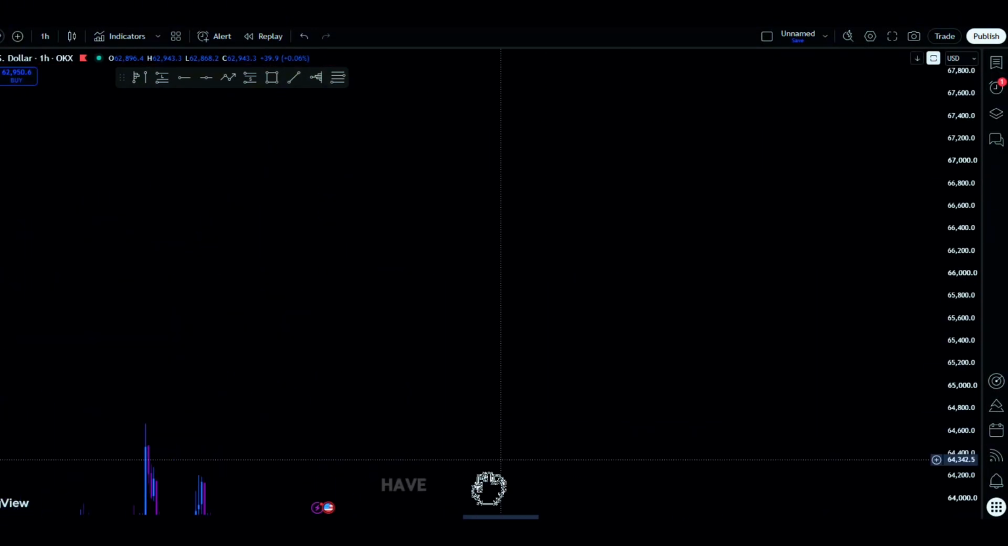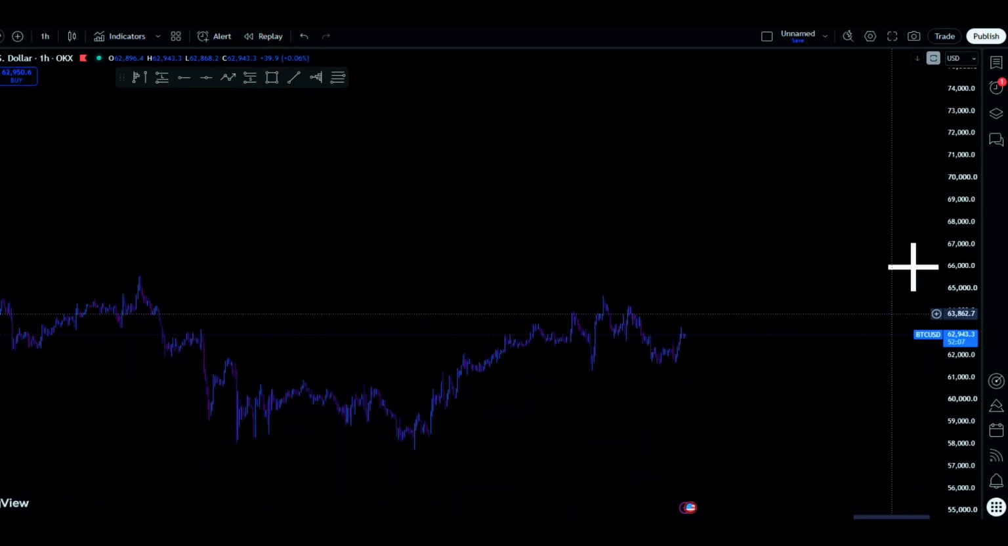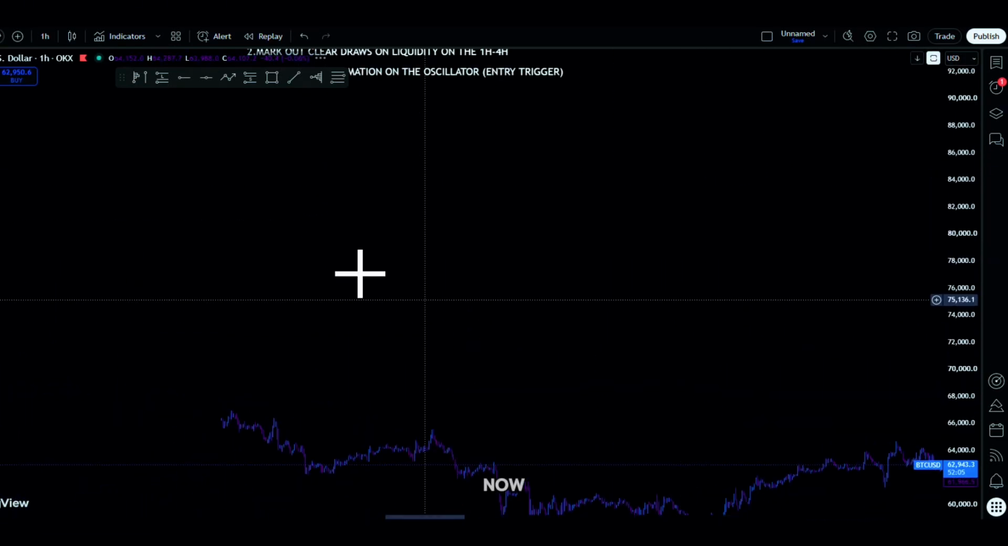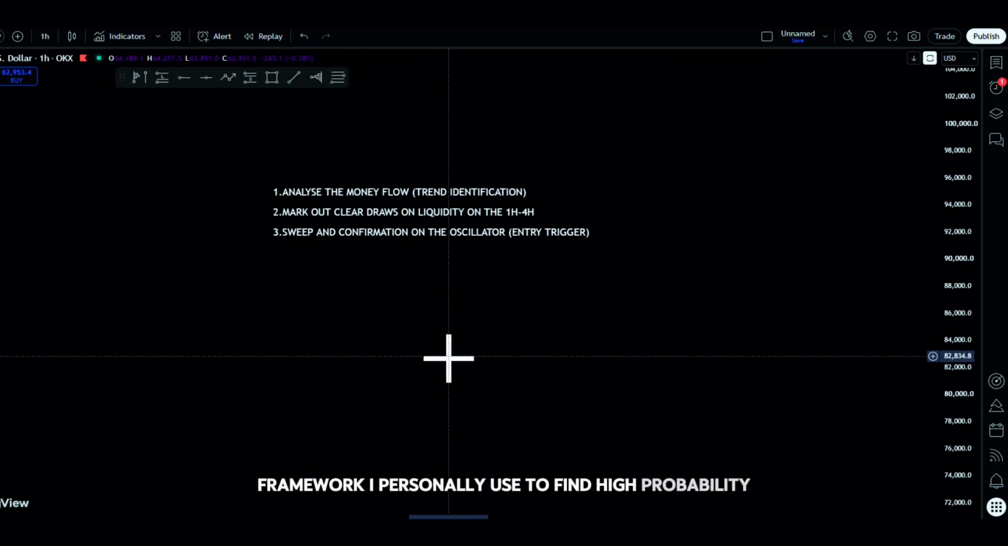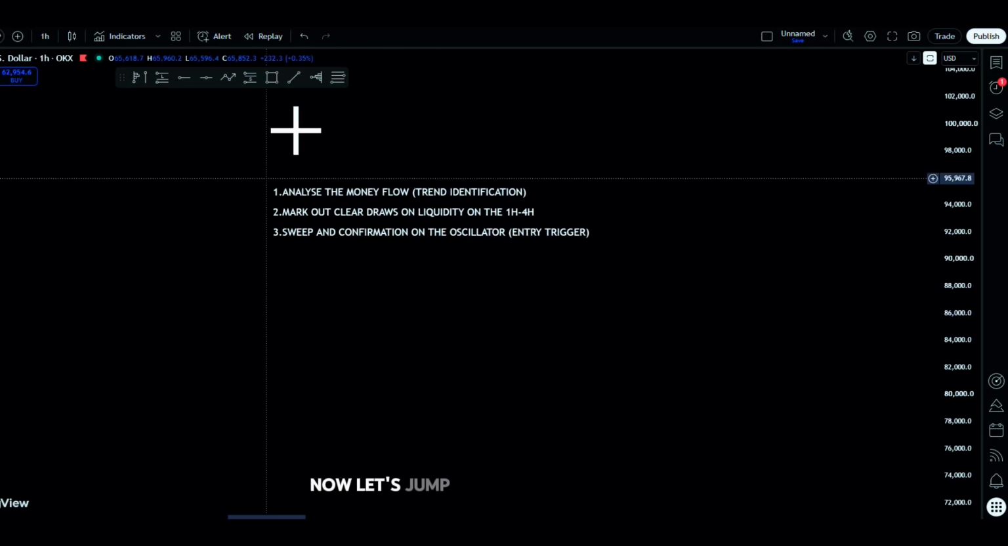Alright, so have a look on my charts. Now, alright, so this is the exact framework I personally use to find high probability setups, and there's nothing overly complicated or filled with dozens of indicators, because the goal is to keep trading as simple and repeatable as possible so that you're profitable in the long run. Now let's jump into the strategy.